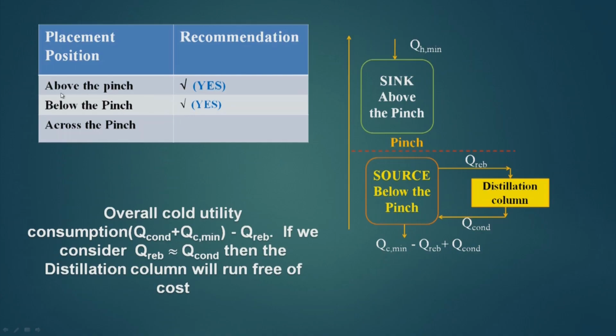So, the conclusion is, if the distillation column is placed below the pinch, yes, we can place it below the pinch and it is going to benefit at least the distillation column, because this distillation column will now run free of cost. Now, the third part of it, that is across the pinch. Let us see what happens when I place a distillation column across the pinch.